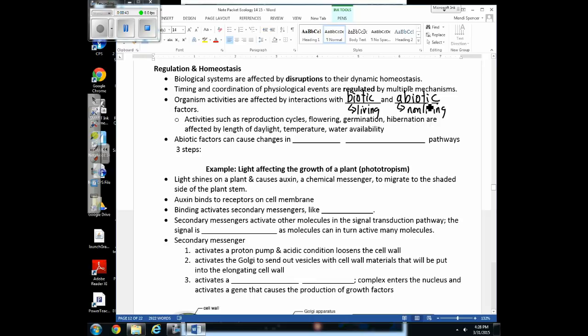Now, when the environment changes, organisms can respond because those changes are actually going to activate different signal transduction pathways. So remember, there's three main steps in signal transduction pathways. There's reception of the signal. That change in the environment will be detected. So the organism will receive the signal. There's going to be transduction of the signal, and then there's going to be a response. So we're going to take a look at how changing light is going to affect the growth of a plant.